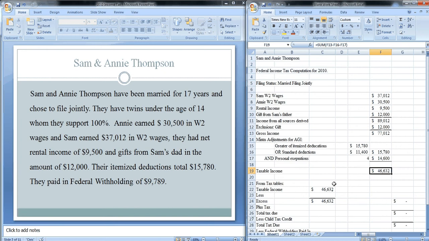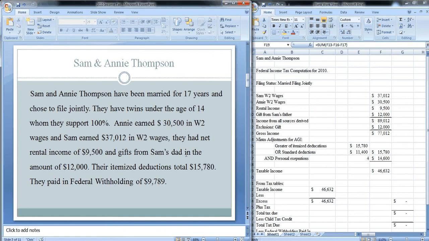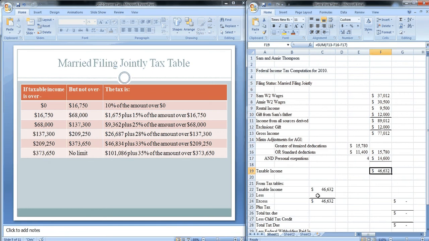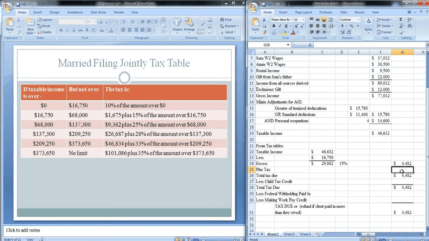So now we're going to take the taxable income, we're going to go to the tax table for married filing jointly. I'm going to scroll down and get it. Alright. So we have to subtract from the taxable income any amount that's over this amount. So we have to get the amount that's over the $16,750. And then we're going to multiply that by 15%. And that's going to show up right there. And then you're going to add in $1,675. And that's going to be $6,157. It's our total tax due currently.